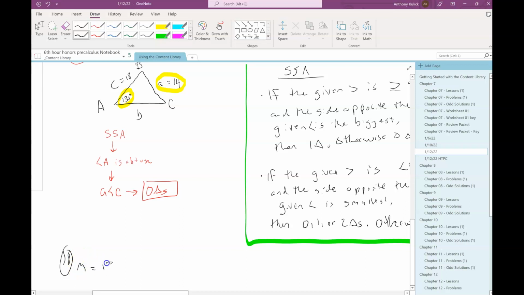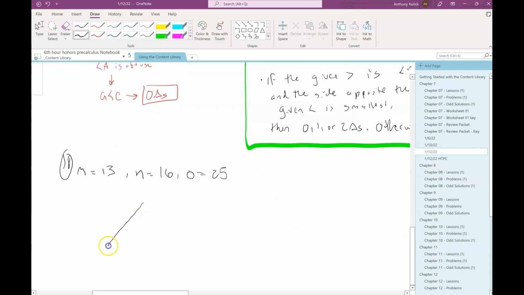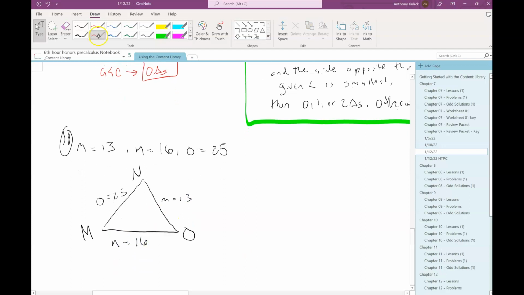So 18. This is a side situation, which means that we should be using the law of cosines. But before we use the law of cosines, we need to do a check here, because the side situation is one of those where different things can happen. Really only two different things can happen. Either you get a triangle or you don't.